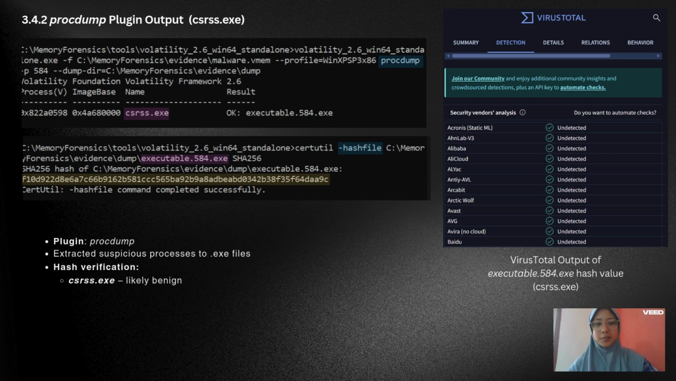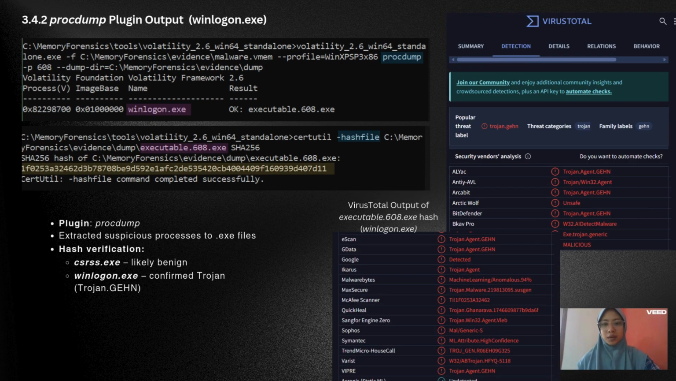In this slide, suspicious processes were extracted from memory using the procdump plugin. First, csrss.exe was dumped and its file hash was checked using VirusTotal. The results showed no malware detections. This confirms that although csrss.exe had a small suspicious memory region, it was ultimately benign. Next, winlogon.exe was extracted from memory. Its file hash was submitted to VirusTotal and detected as a Trojan by multiple antivirus engines. This confirms that winlogon.exe was compromised through memory injection, which matches known Dridex malware behavior.